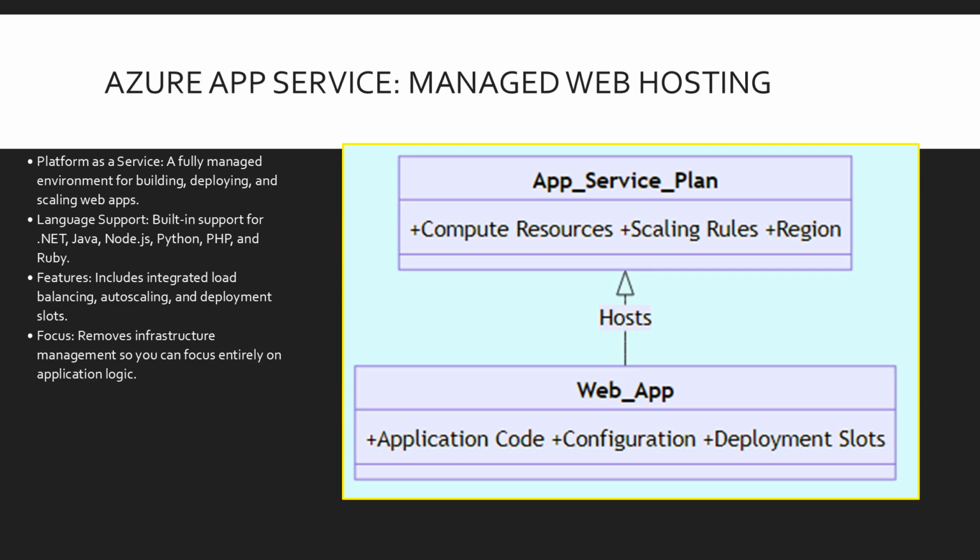This class diagram explains the relationship in App Service. The App Service Plan class represents the underlying compute resources and scaling rules. The Web App class represents your specific code and configuration. The arrow indicates that the App Service Plan hosts the web app, showing that you pay for the plan, but deploy the app on top of it.